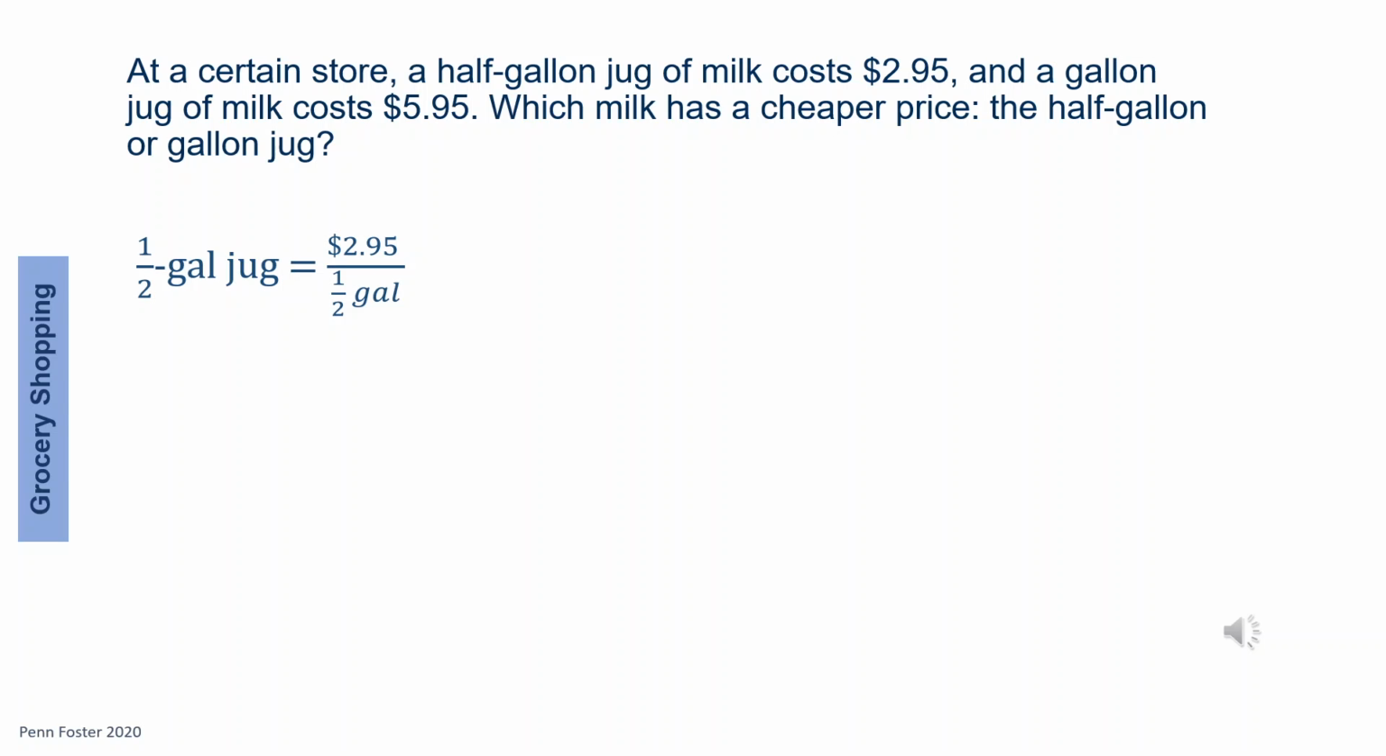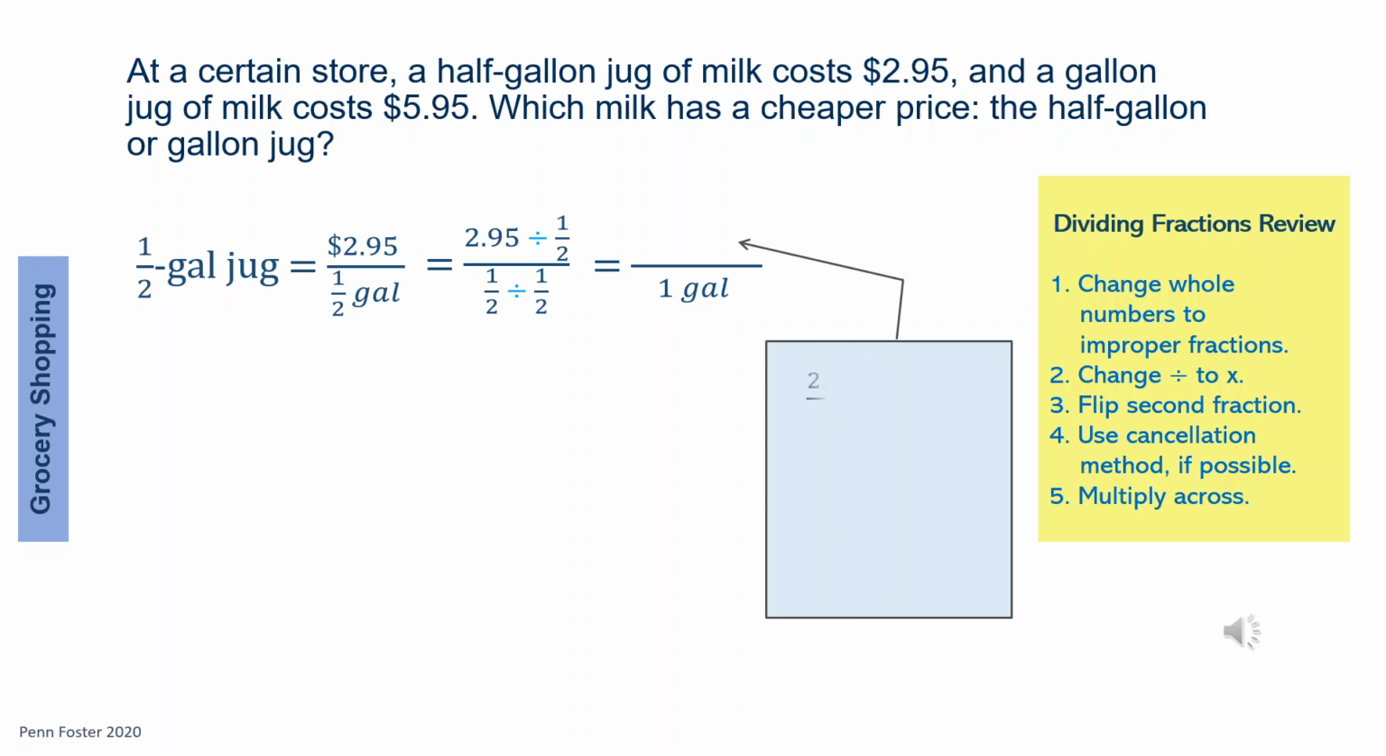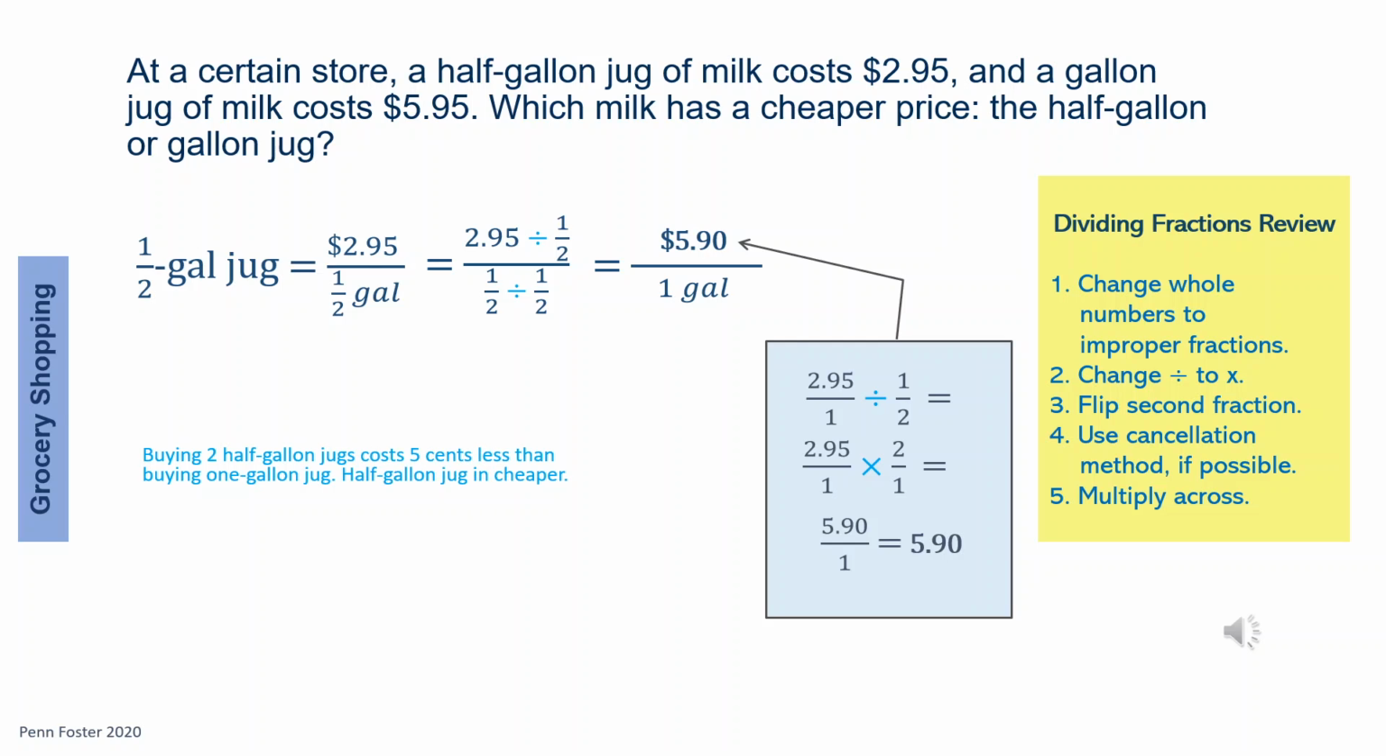Set up the fraction to represent pricing for a half-gallon jug. $2.95 is put on top and half in the bottom. Divide both parts of the fraction by half. 1 gallon is put in the denominator. To figure out the top, follow the division rules. Place the quotient back on the top of the fraction. 2 half-gallon jugs cost $5.90, while 1 gallon jug costs $5.95. The half-gallon jug is cheaper.